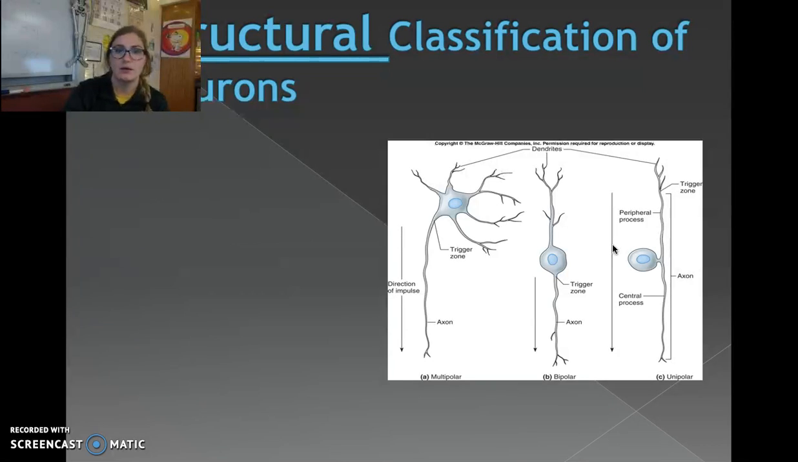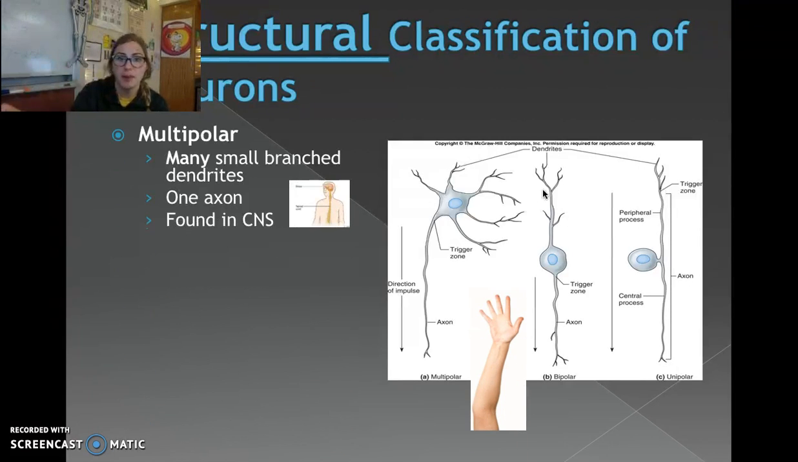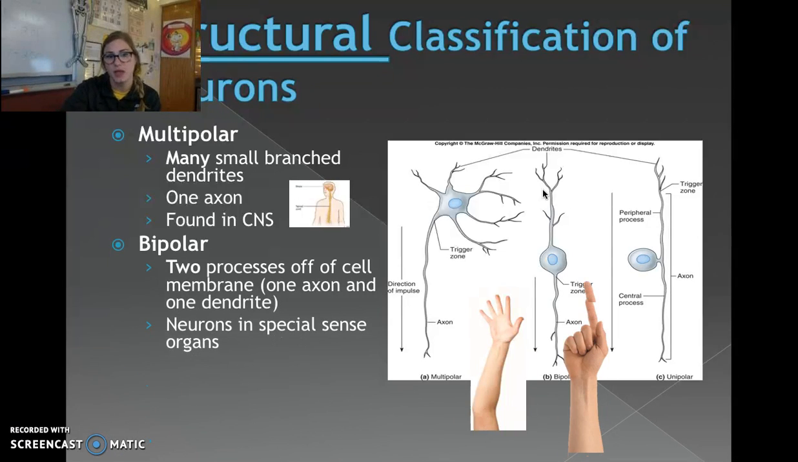All right, so then that's a structural classification of neurons there. We either have multipolar, which means that we have many branched dendrites around the cell body, one axon. We find a lot of these in the central nervous system. Bipolar, so this is when we have one arm, the cell body is in the middle, and then the dendrites just stick up off the top. So we only have 2 points. Bi means 2. So bipolar, we only have 2 processes off of the cell body.